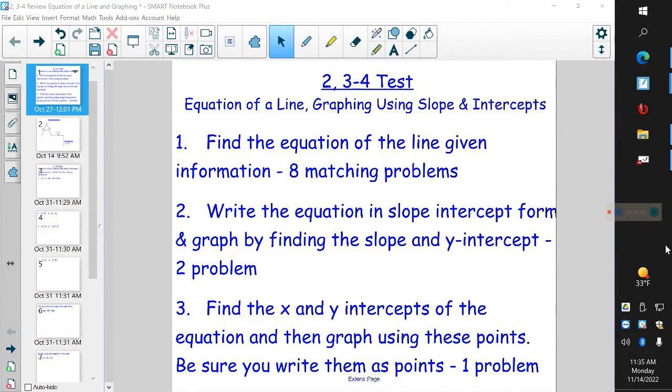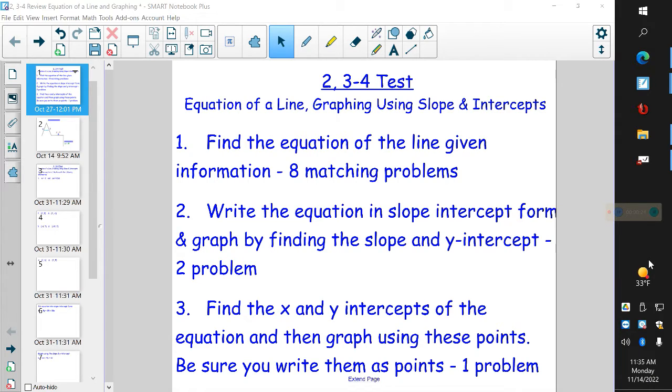We have a test tomorrow over Chapter 2, Sections 3 and 4. Okay? With that being said, when you come in here tomorrow, I want you to immediately get out a sheet of paper. You will have 2 columns of matching.